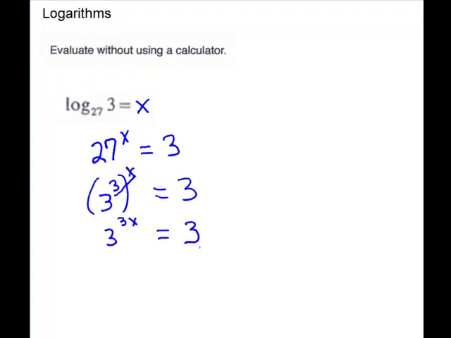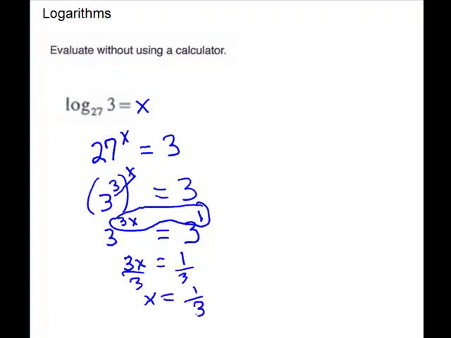Now our bases are the same. Our exponent on this 3 is 1. So we can make an equation out of our exponents. 3x equals 1 and divide by 3. So our x is 1/3.